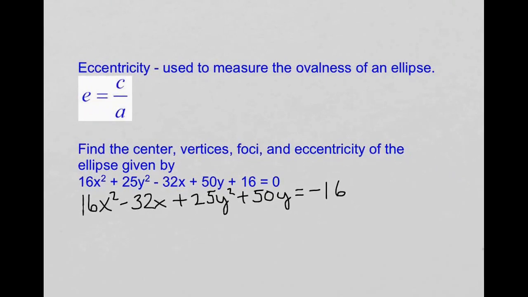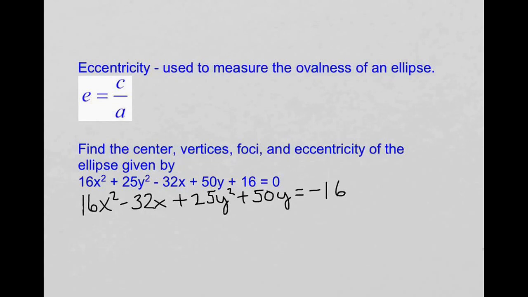Eccentricity is used to measure the ovalness of an ellipse. The eccentricity is equal to c divided by a. Okay, we want to find the center, the vertices, the foci, and the eccentricity of the ellipse given by 16x squared plus 25y squared minus 32x plus 50y plus 16 equals 0.